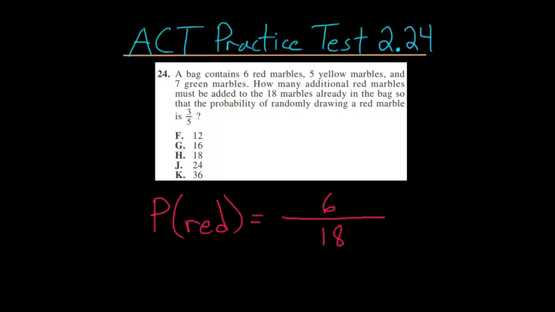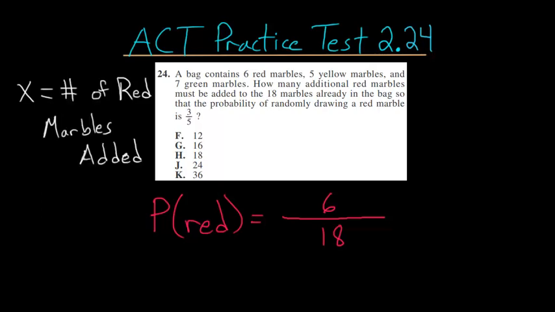And since we're not sure how many we're going to add, let's make a variable, x, where x is the number of red marbles added. And with this variable x, let's rewrite our probability. So we have this 6/18. This is our current probability of finding a red marble. And we need to increase this to 3/5.